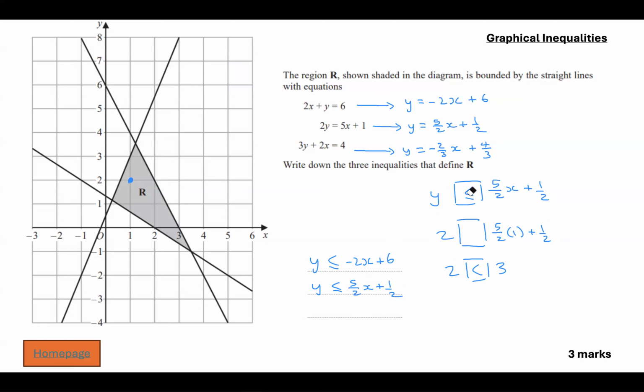And then we need to do the last one. So we've got y minus 2/3 of x plus 4 over 3. So we said y is 2, x is 1. And what is that going to be? So minus 2/3 times 1 is still minus 2/3, plus 4/3 is going to be 2 over 3. And 2 over 3 is 0.6.